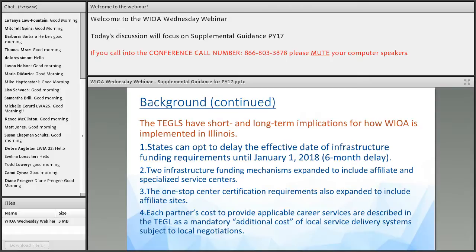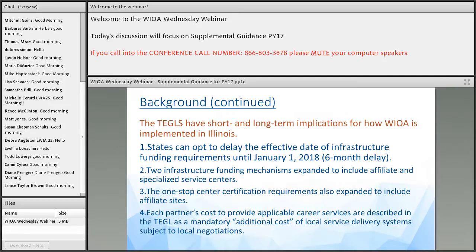The TEGL on item 2 on the slide also says that the infrastructure funding mechanism now expands to include affiliate and specialized service centers. Well, in Illinois, you've all known that infrastructure costs were always defined as the non-personnel costs to operate the physical, comprehensive one-stop center. That did not apply to affiliate centers, which have different requirements and are not the same as comprehensive one-stop centers. So that would be a major change.